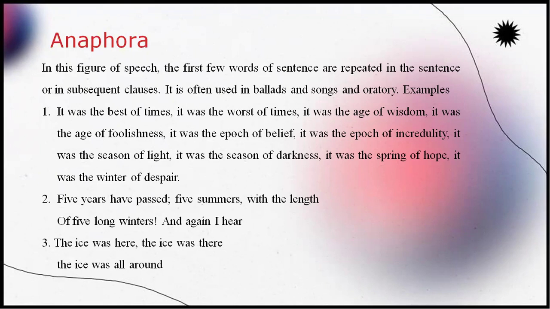Okay, it is repeating, it was, so that is called anaphora. Next example will be five years have passed, five summers with the length of five long winters, and again are here. Next is the ice was here, the ice was there, and the ice was all around.